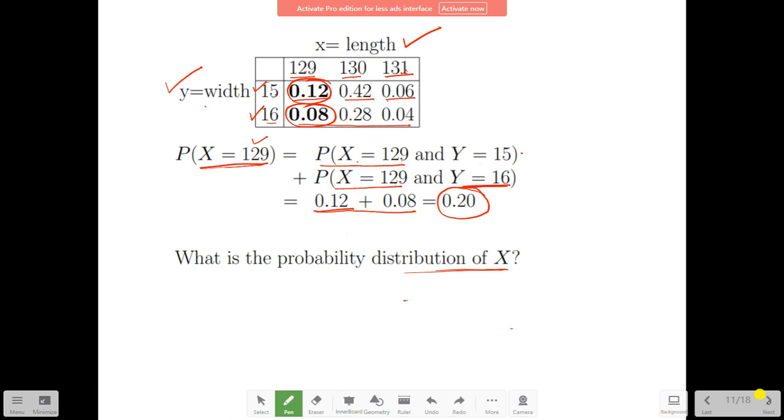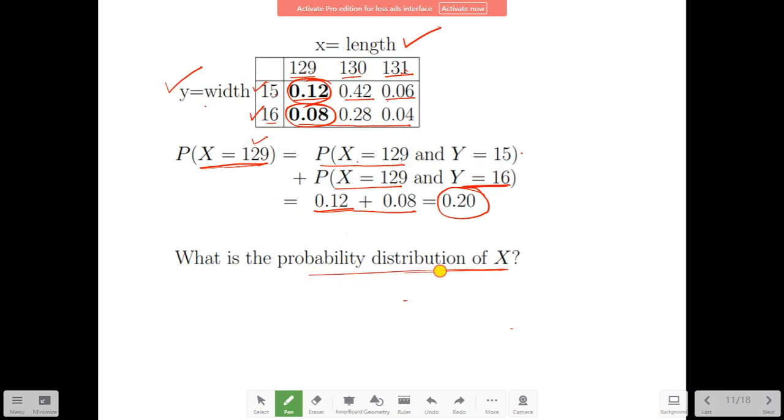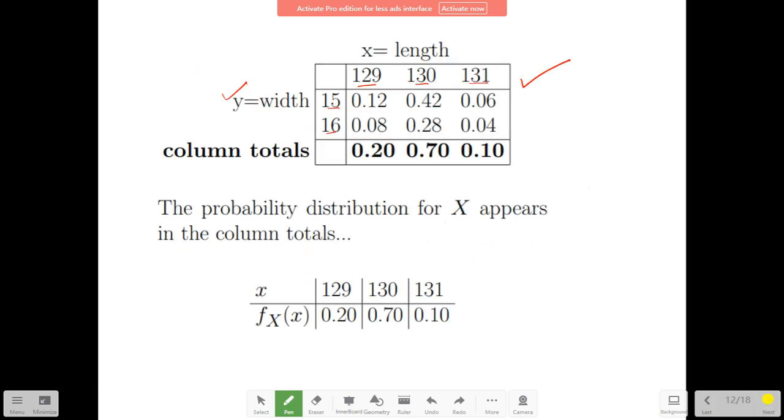So in that case, when we compute the probability distributions for the random variable x, given length x and width y, length x is 129, 130, 131, and width is 15, 16. Here, when we compute the probability distributions for the random variable x, we compute the column totals. This is the first row, this is the second row, and this is the first column, the second column, and the third column. So we compute the column sum.